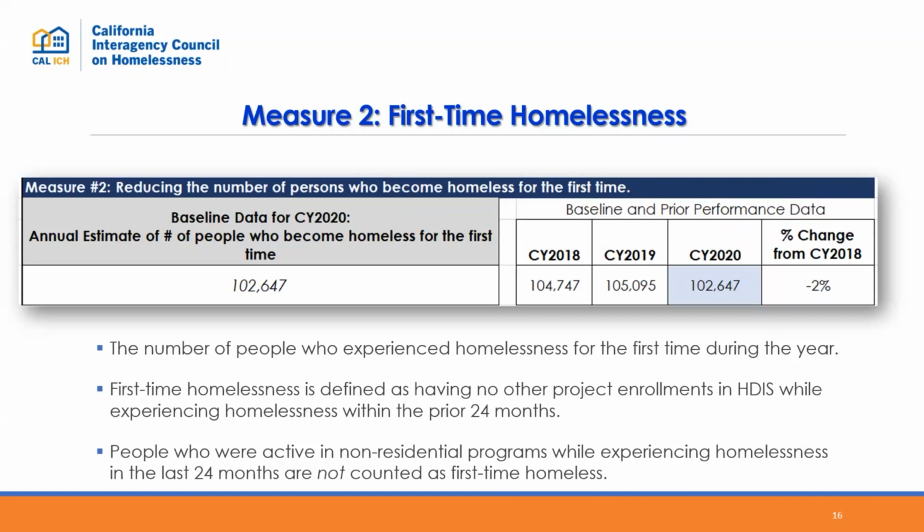Additionally, because HDIS includes data from all California COCs, Measure 2 considers any time spent experiencing homelessness in another COC in the last 24 months when evaluating whether a person is experiencing homelessness for the first time. For example, if a person was served in an emergency shelter in Sacramento in 2019 and later enrolls in an emergency shelter in Riverside for the first time in 2020, they are not considered to be experiencing homelessness for the first time in 2020 and would not be counted in Measure 2.